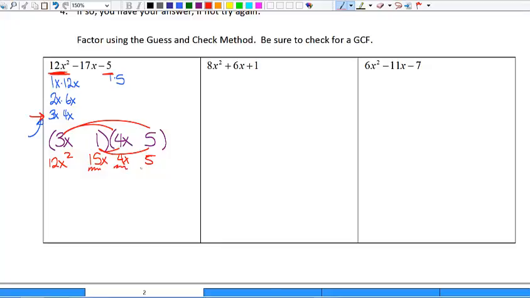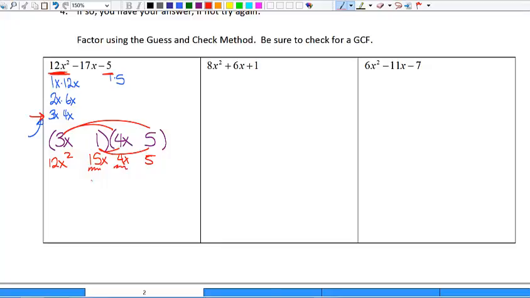With any positives and negatives, can I combine 15x and 4x to mean negative 17? Well, I don't think so. There's no way those are going to add up to negative 17. I guessed, I checked, and it didn't work.